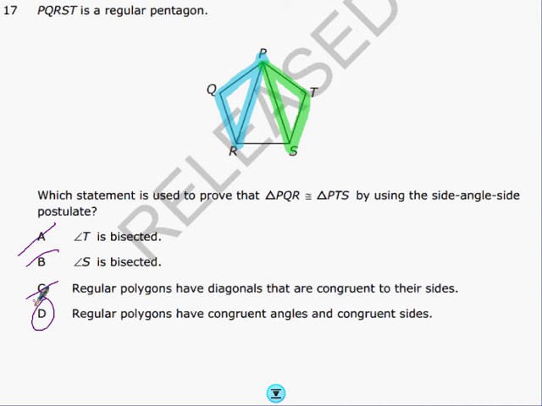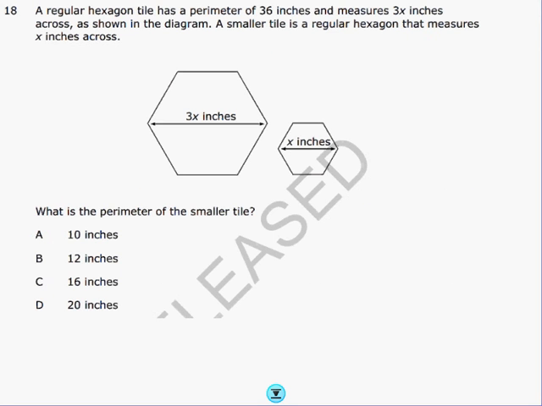I want to show you why this is true. They have congruent angles and congruent sides. Yeah, I know that PQ and PT are the same because it's a regular polygon. All the sides are the same. So that gives me those. I also know all the angles are the same. So I can use side, angle, side to prove they're congruent.